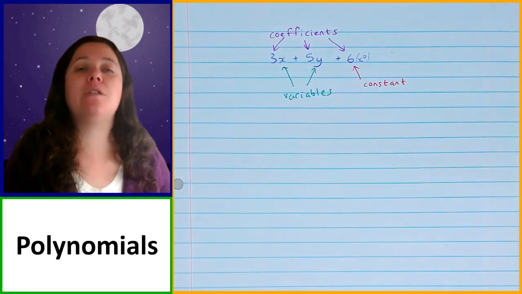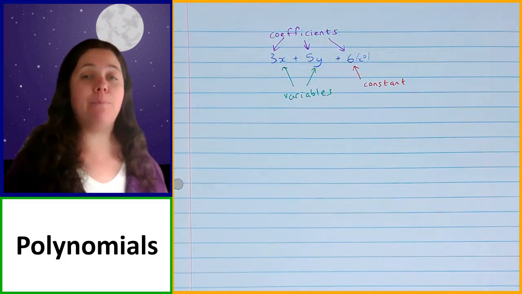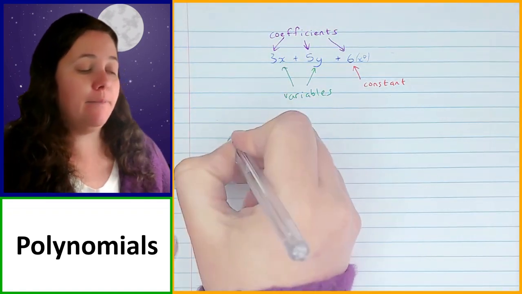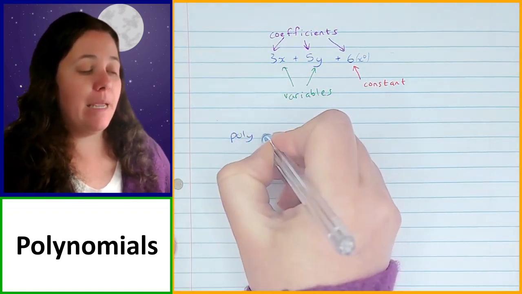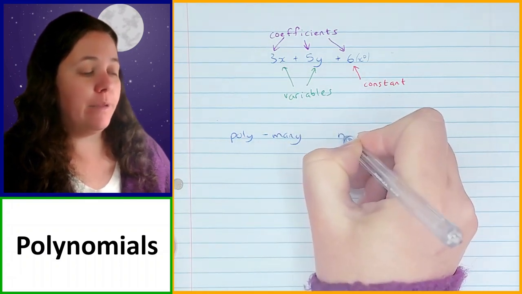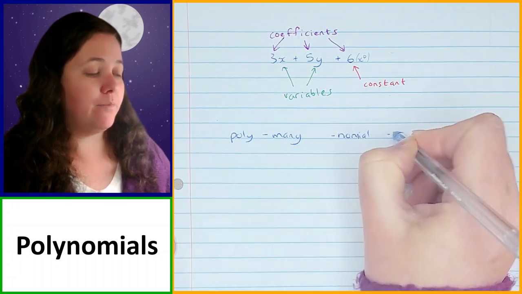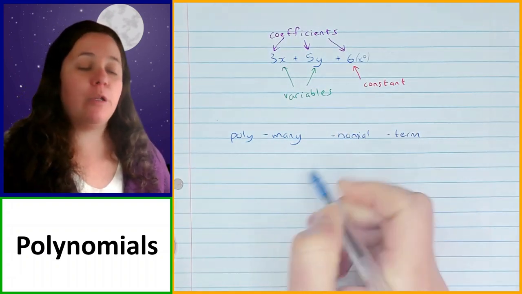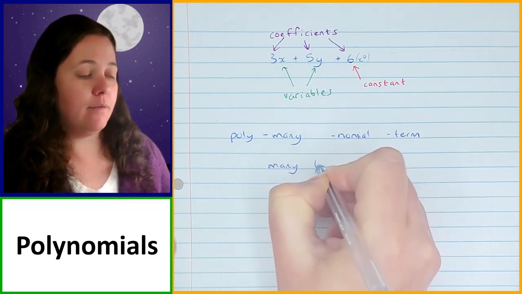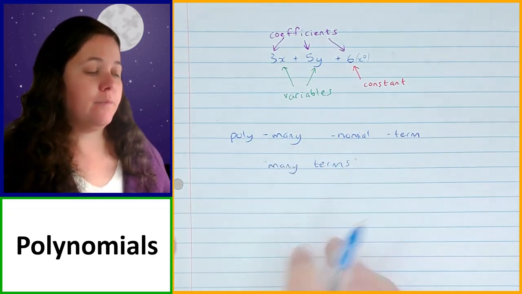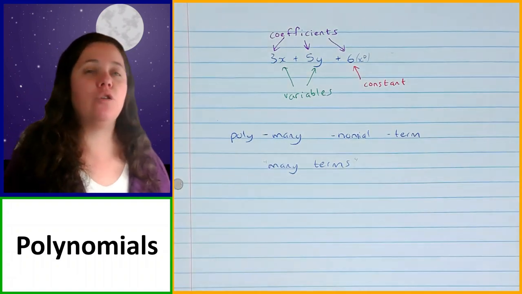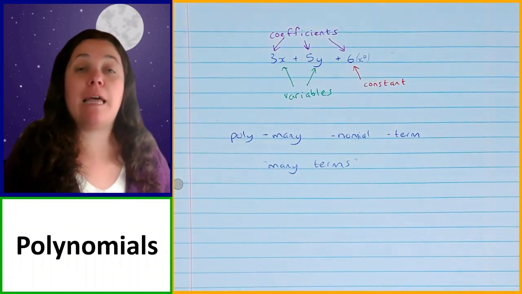Right, now we're going to go on to polynomials. Okay, so polynomials, as I said in the beginning, are a kind of algebraic expression. The part of the word poly means many. And nomial means term. Okay, so polynomial means many terms. So that's what we're talking about when we use the word polynomial. That's what the actual word means.